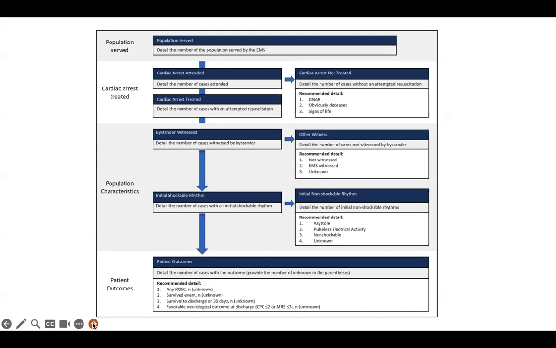And in this particular flowchart, we provide additional detail by providing the witness status into the bystander witness population and into initial shockable rhythms. But all of the other detail remains relatively the same. Now, what we've also done is provided you with templates, with both publications in Resuscitation and Circulation, on these two flowcharts. So you can download these templates and adjust them for your own Utstein style outcome reports or research publications.